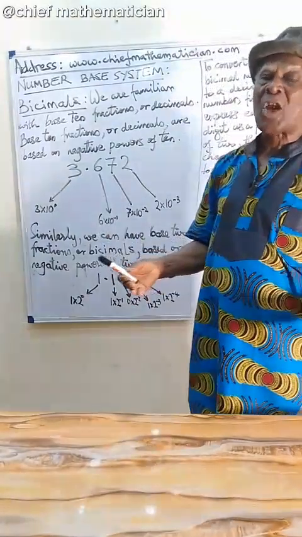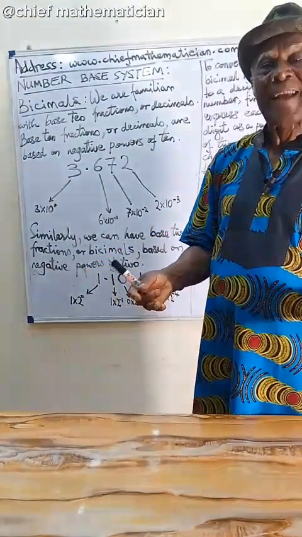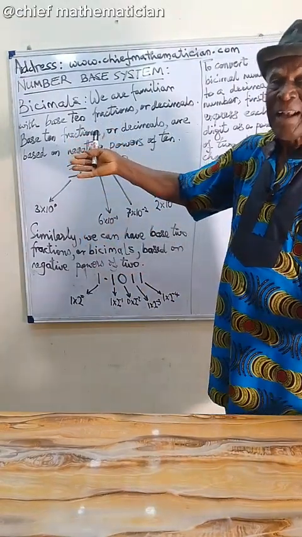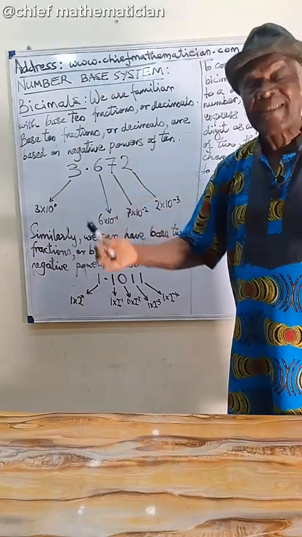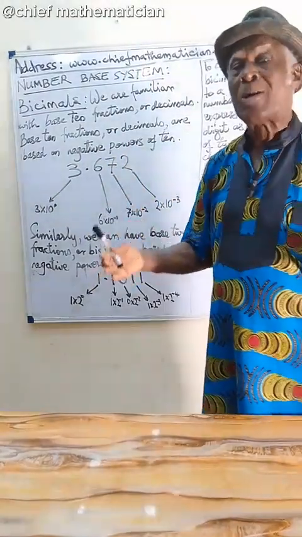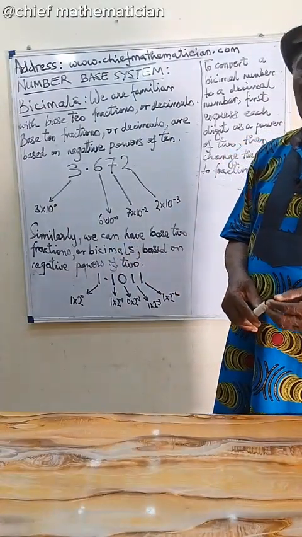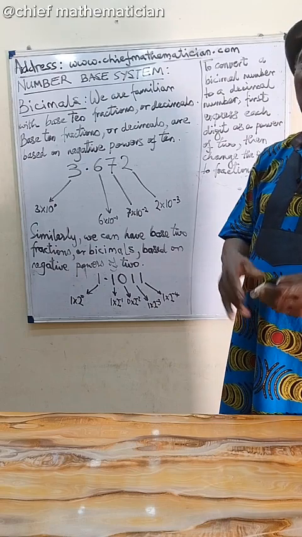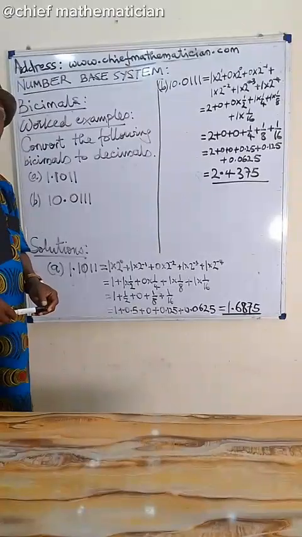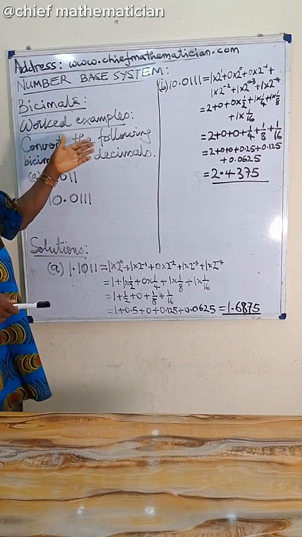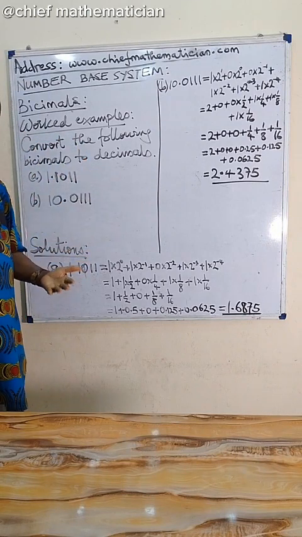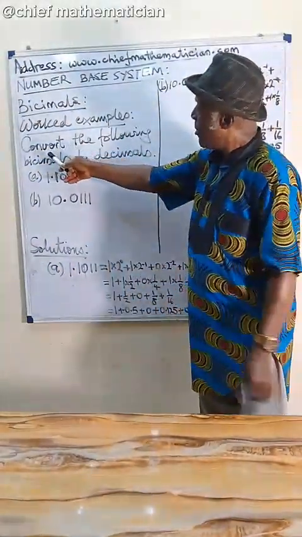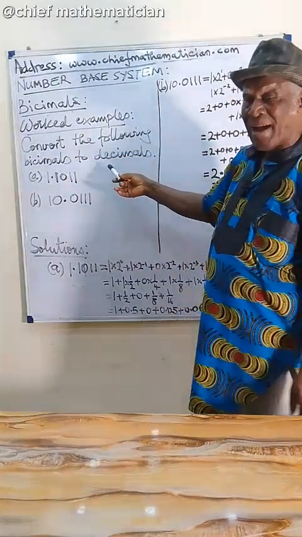We are going to look at some examples so as to make you understand very clearly, because many people find it difficult to handle this. But by the time you relate your ideas to what you do in base 10, you'll be at home with these numbers. So let us see some examples. We have to look at some worked examples to understand very clearly what we are saying. Convert the following binary numbers to decimals.